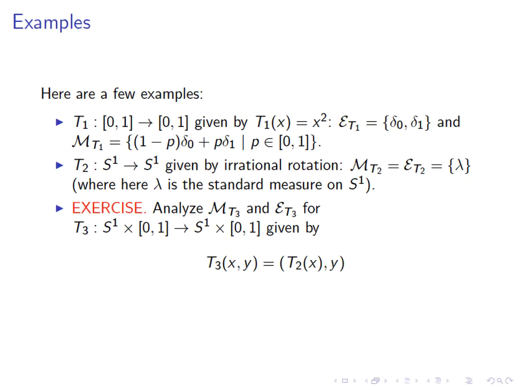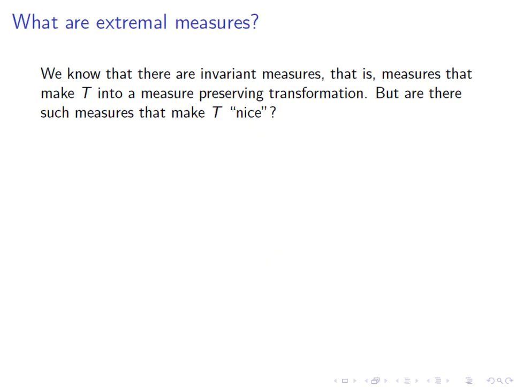You can take a periodic rotation on the circle instead of an irrational one, and you can take a map such as y maps to y squared on the second factor if you so desire, and you can take any other transformation that comes to your mind and try to figure out what the invariant measures are and what the extremal measures are. So our goal is to understand the extremal measures.